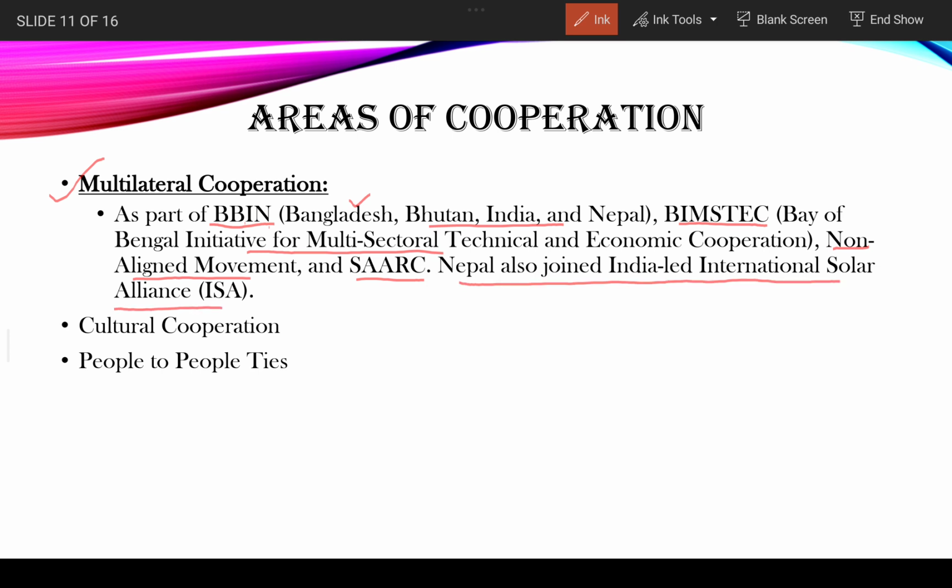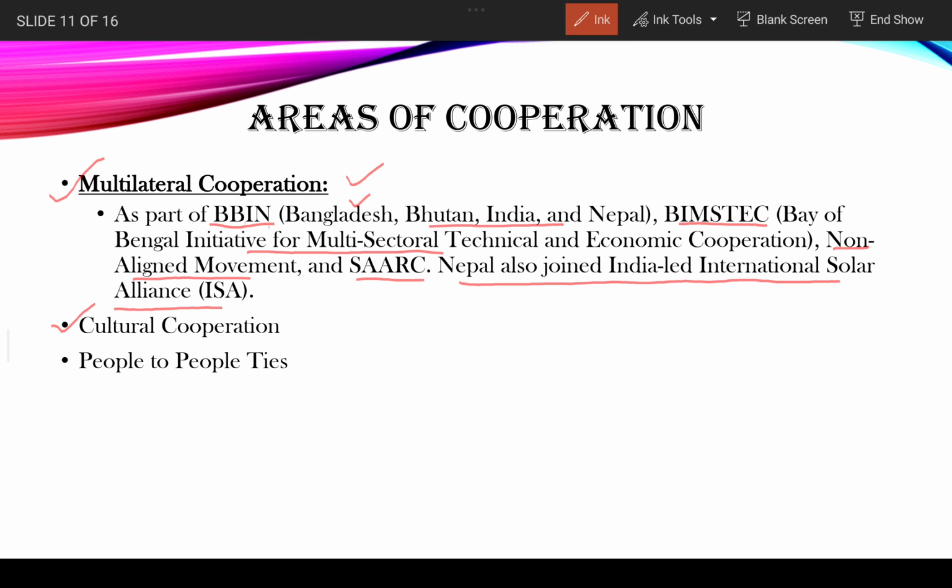These regional organizations, BBIN, BIMSTEC, SAARC, I'll be talking about in detail after I complete all the neighborhood relations, and after that we will be talking about the regional organizations. So I'll be talking about them in great detail. This is about the multilateral cooperation both countries are part of.